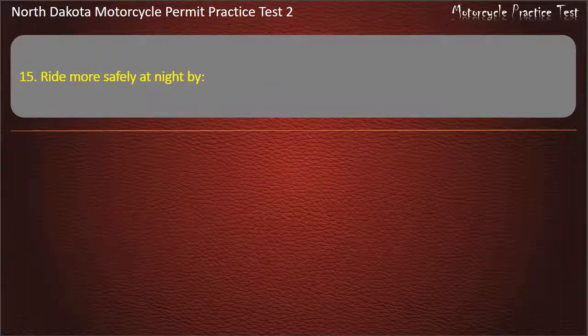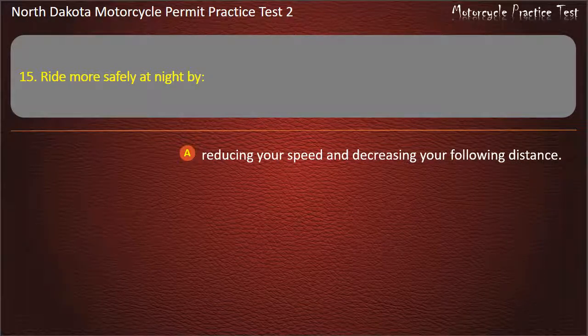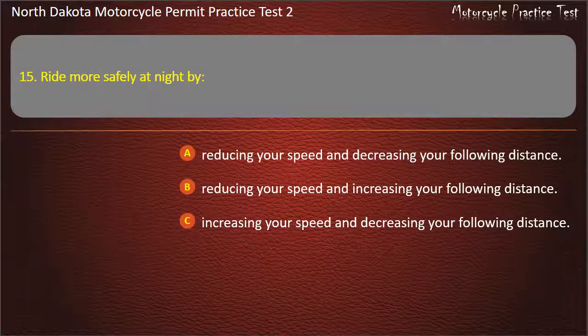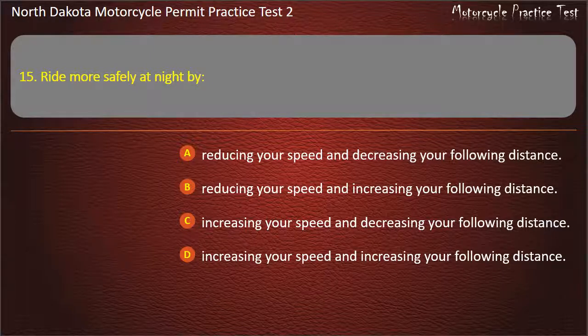Question 15. Ride more safely at night by: Reducing your speed and decreasing your following distance. Reducing your speed and increasing your following distance. Increasing your speed and decreasing your following distance. Increasing your speed and increasing your following distance. Answer: Reducing your speed and increasing your following distance.